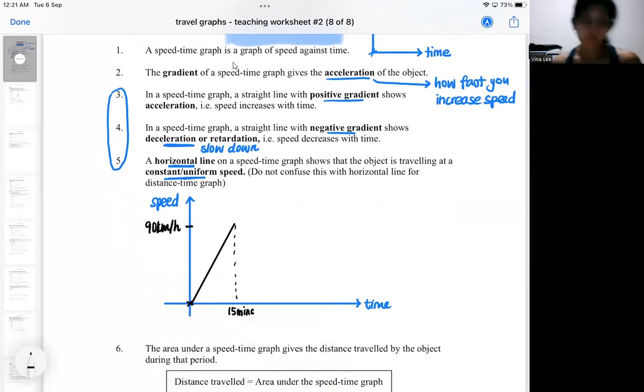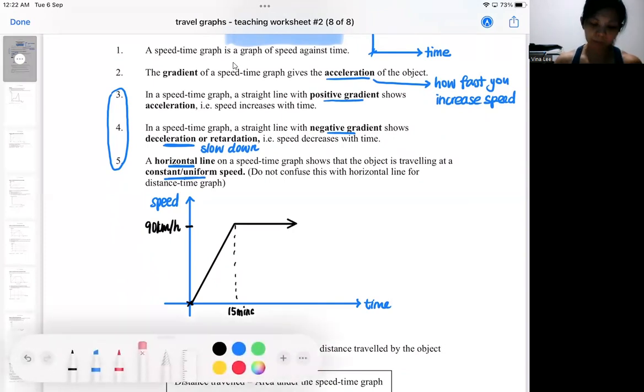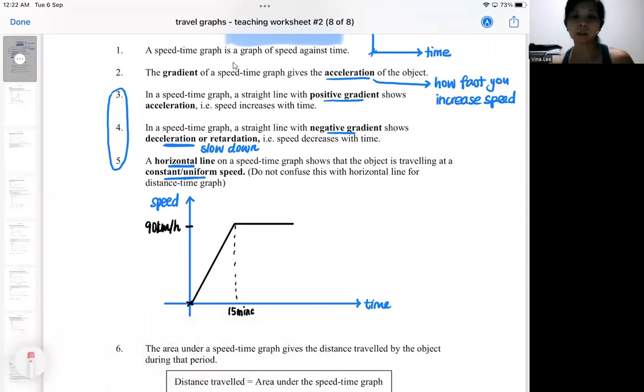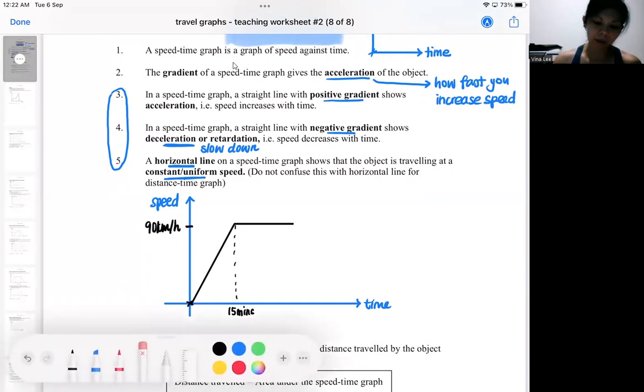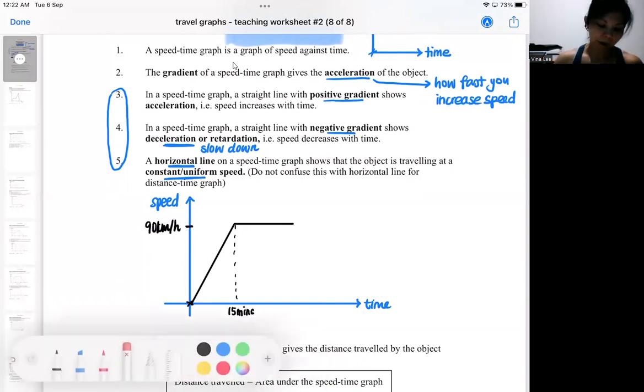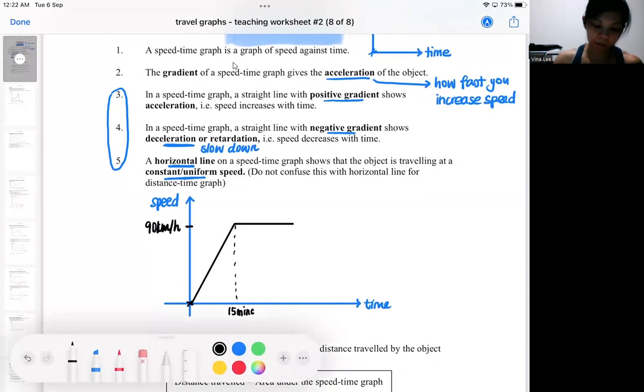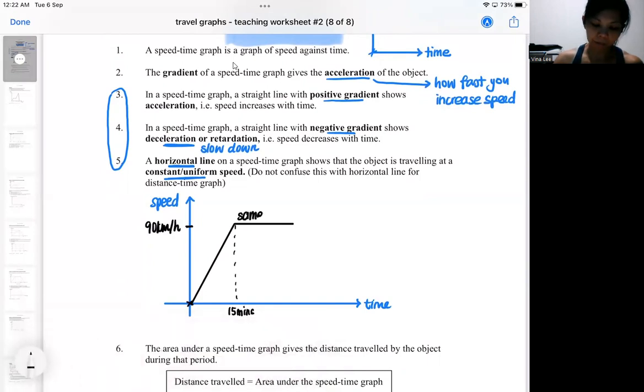When I hit the expressway, the speed limit is 90. So it only makes sense that I maintain my speed. I shouldn't exceed the speed limit. So this horizontal line means I maintain the speed. Because I'm maintaining my speed, I'm not increasing any speed, so actually the gradient is 0.